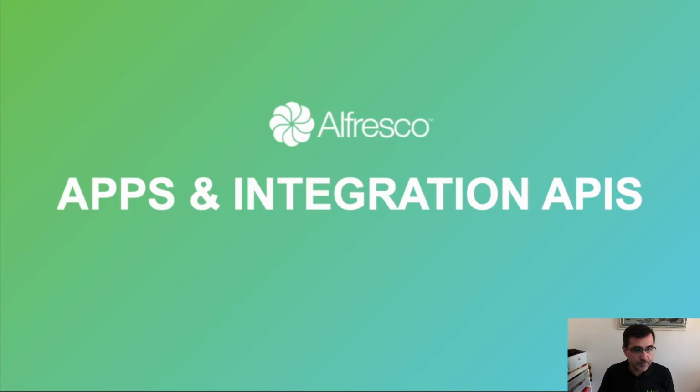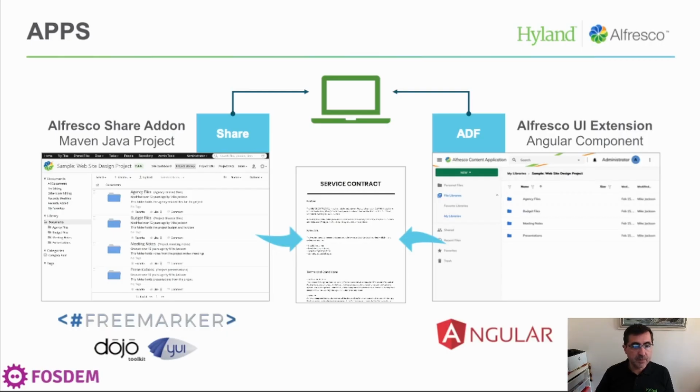Let's start with that. If we talk about Alfresco applications and integration APIs, just for you to understand how to integrate a solution with Alfresco, we can think of the main user applications, which these days are two of them. We have one that is named Share. This web application is the legacy web application that provides access to the documents and all the collaboration features, and it is built on top of FreeMarker, Dojo Toolkit, and UI.